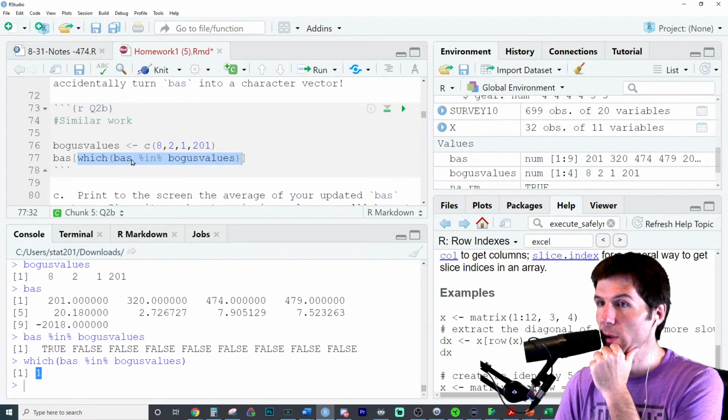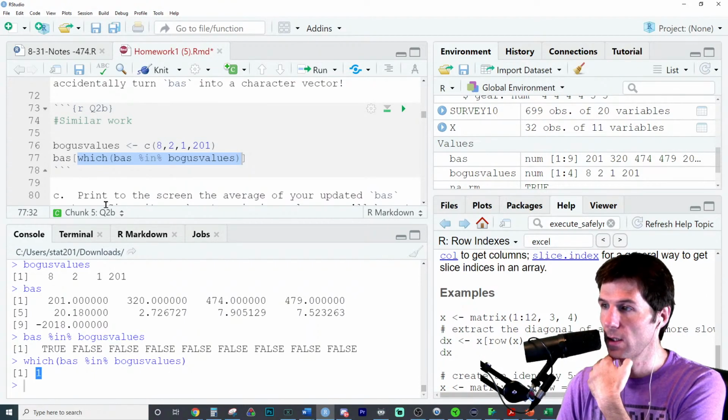Everything I've written right here goes and tells me what elements of the BAS vector are contained in bogus values. It returns the positions of those. And so this is going to only return what? Just remember, this whole thing right here is this.